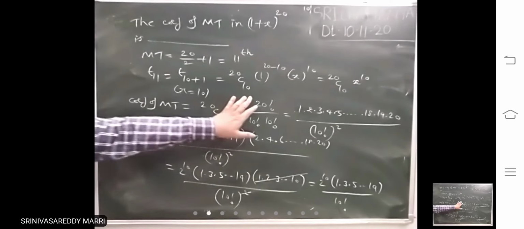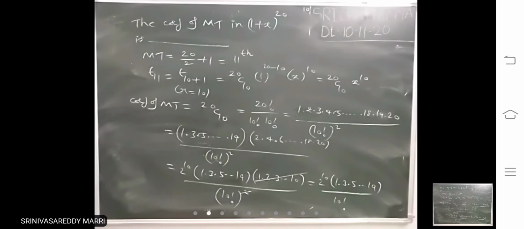Like that, whenever a factorial is there, you simplify that. This is the coefficient of the middle term. First write the term and then the coefficient. Right?